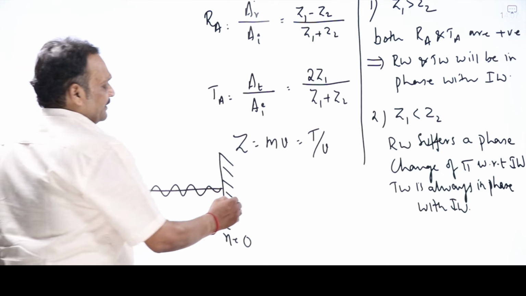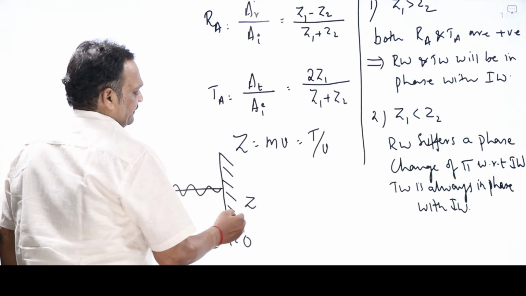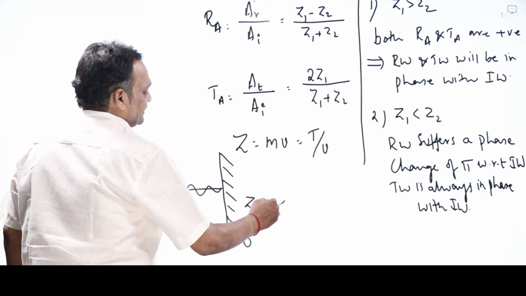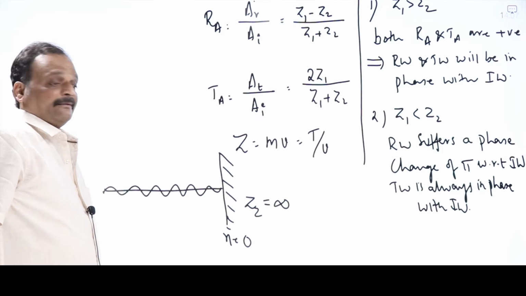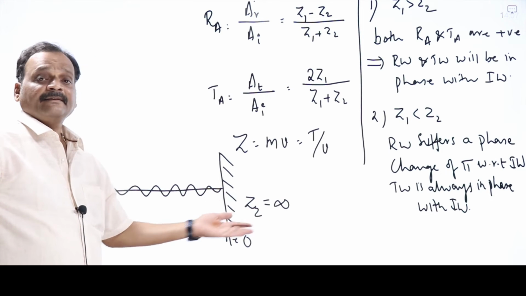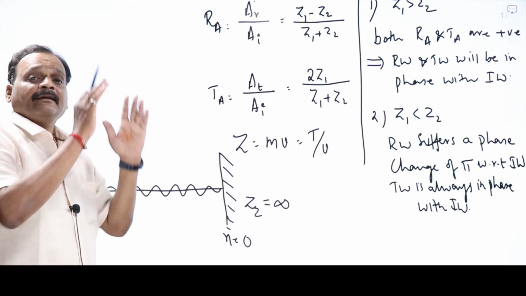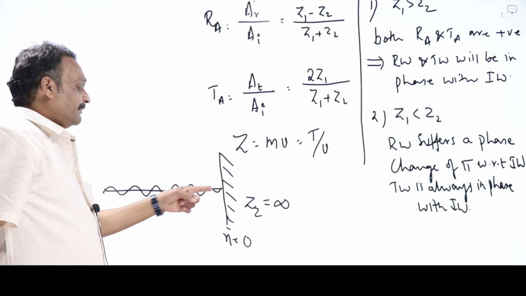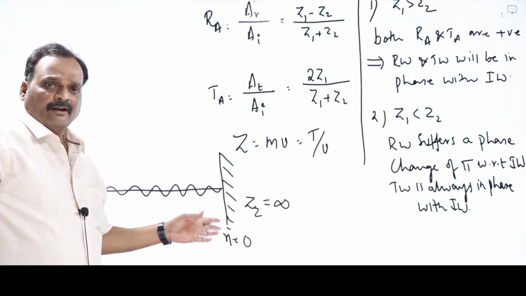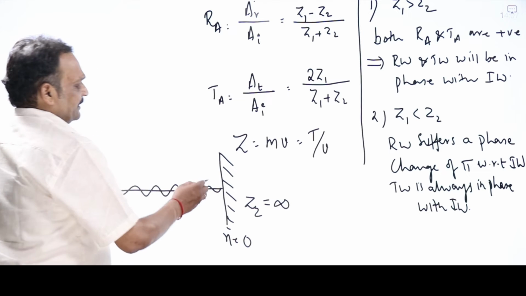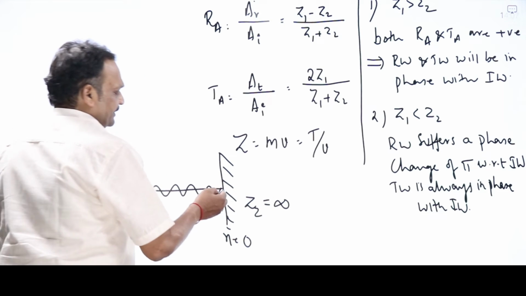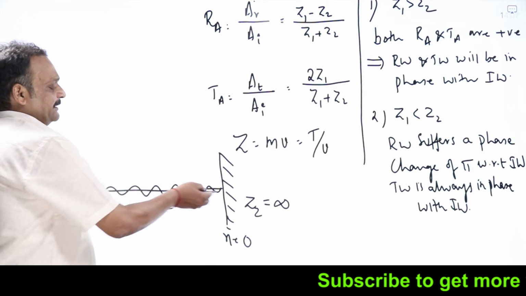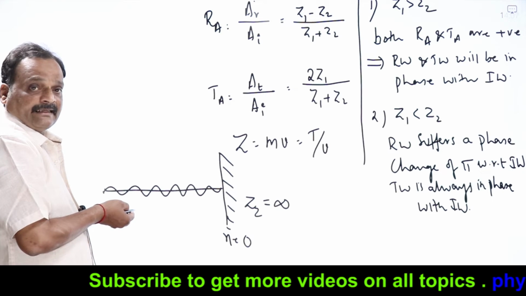In this case, Z2, the impedance of the second medium, behaves as if it is infinity. The second medium is of infinite impedance. It is not allowing any wave to enter into that medium at all. That is like a wall. In this case, there won't be any transmitted wave. Only the reflected wave will be there, which means the entire wave will get reflected.